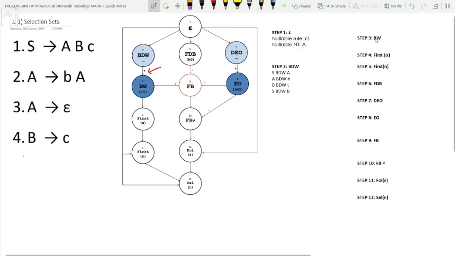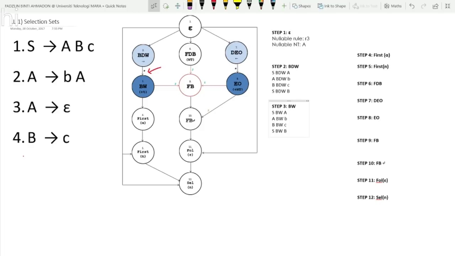So let me try BW over here. In order for us to generate a reflexive transitive closure operation, first all that is inside BDW should be in BW. So I'm just going to type it out. S BW A, A BW small letter b, B BW small letter c, and S BW capital B.